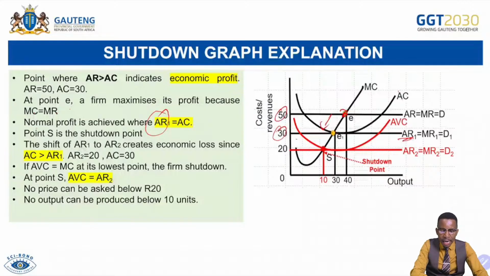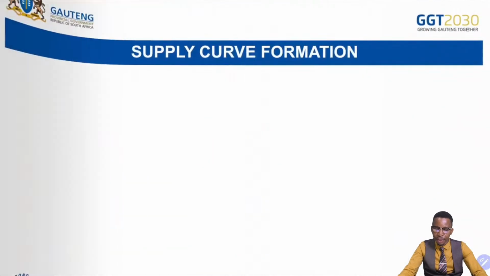The profit that was enjoyed here is being reduced to the normal profit. The shift of AR1 to AR2 creates economic loss since AC is more than AR2. You can see that when we have AR2 down there, our revenues are now 20, but our cost remains at 30. Then the firm is making economic loss. But should this loss be even more severe, then the firm will be shutting down. No price can be asked below 20, and no output can be produced below 10. Then we have our shutdown point in there at point S.